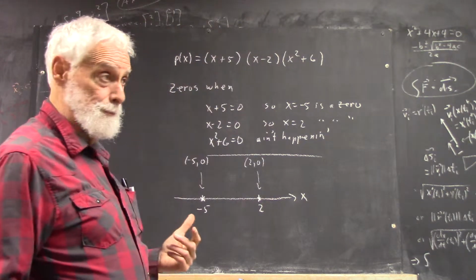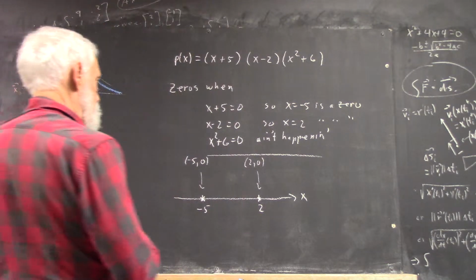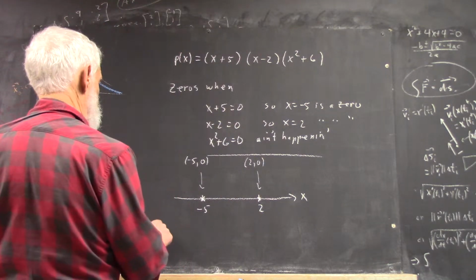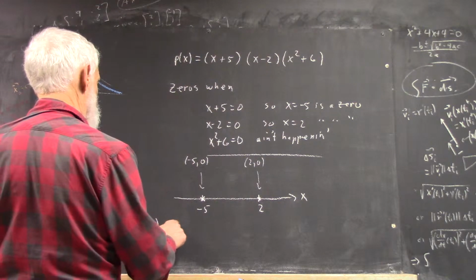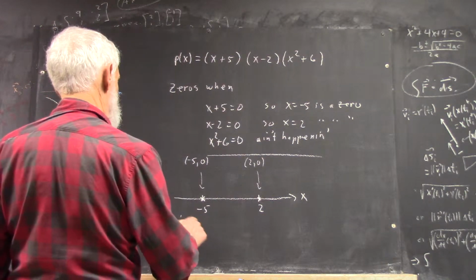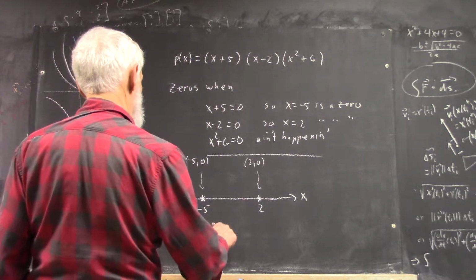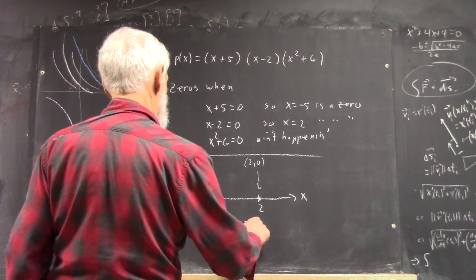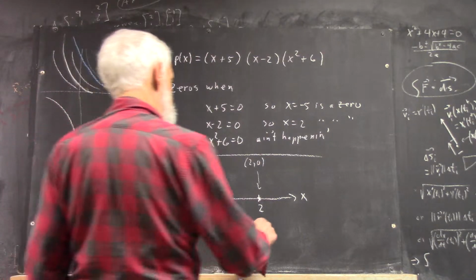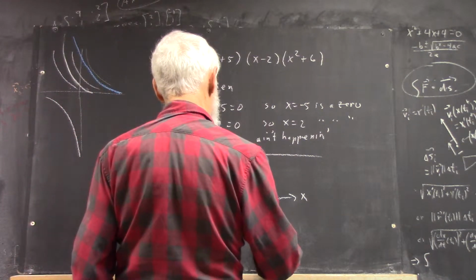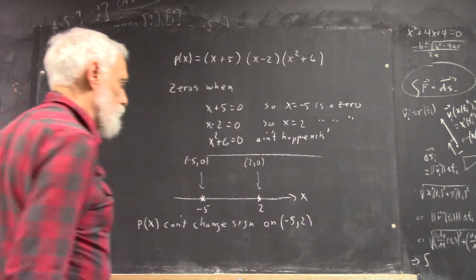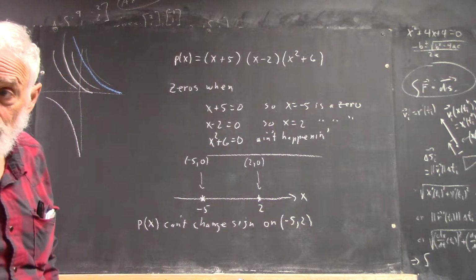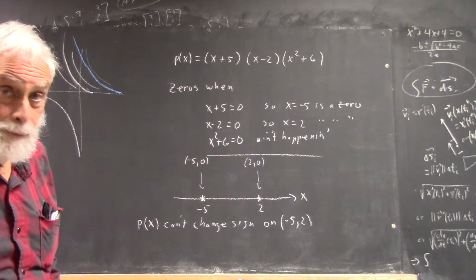This means that P of x can't change sign on the interval from -5 to 2. Why not?